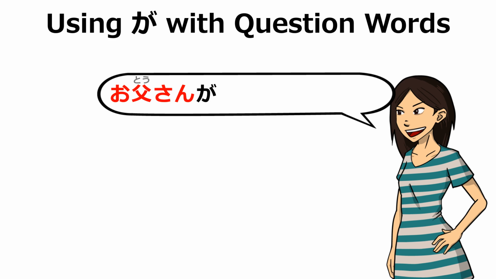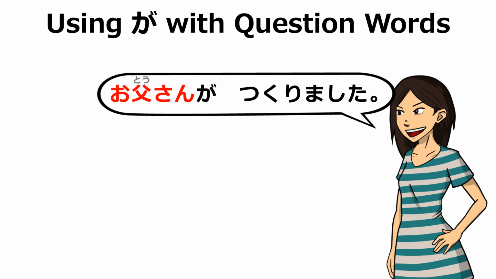You tells us that her father made the bento. He is the doer of the action. And this is another common use of ga. When we want to specifically and exhaustively mention the doer of an action, we'll use ga. What do I mean by exhaustively?